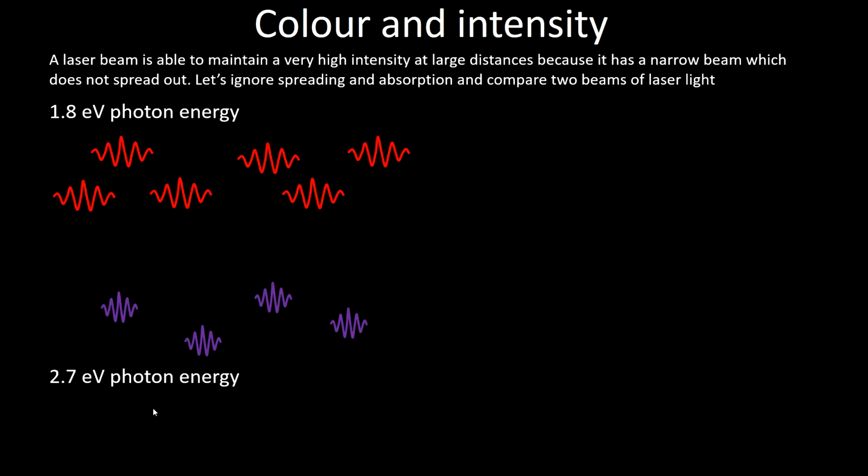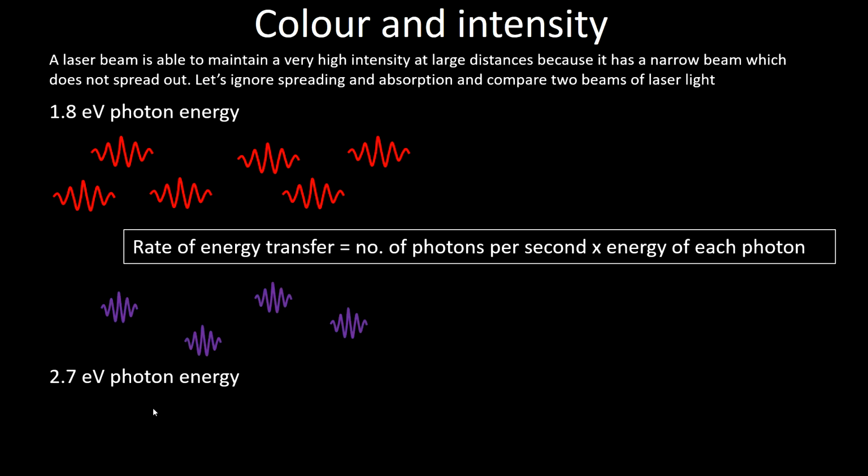Okay, so how do we work out how much intensity there is in these beams? Remember, the rate of energy transfer is the number of photons per second multiplied by the energy of each photon. So let's imagine these beams of radiation, that's a second's worth of light arriving. In a real beam of light of any reasonable intensity, the number of photons will be massive, billions upon billions upon billions of photons. So we're just using this as an example to keep it relatively straightforward.